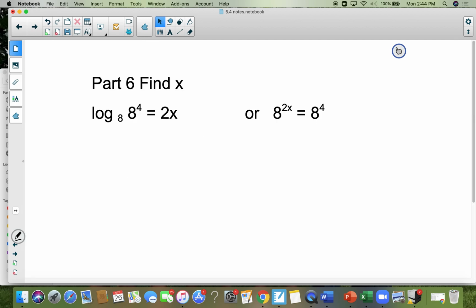Okay, part 6, all they're going to do is ask you to find x using all your laws. So what I would do is I would put the 4 out in front.